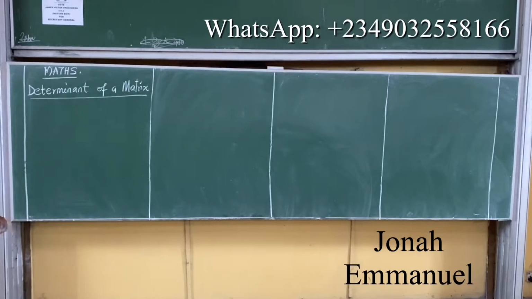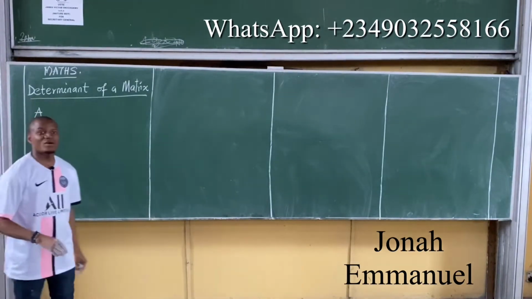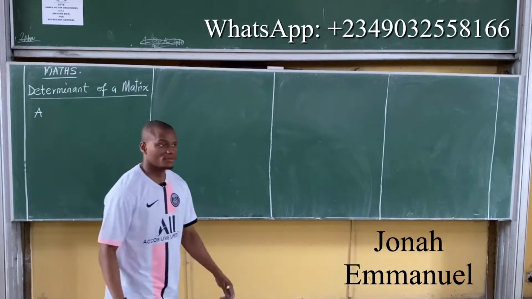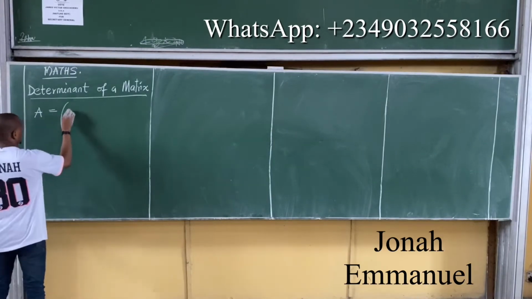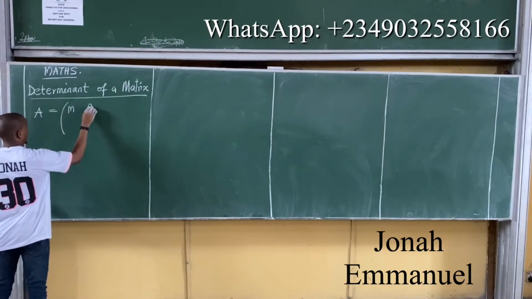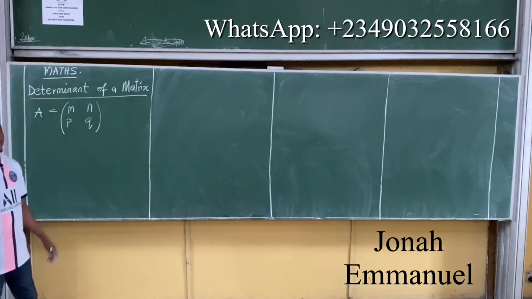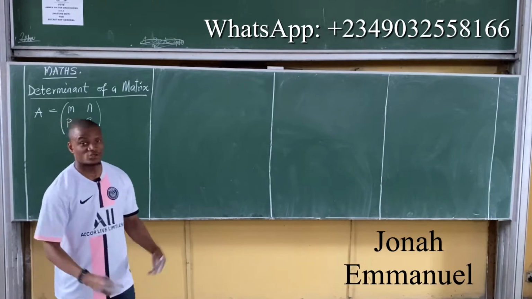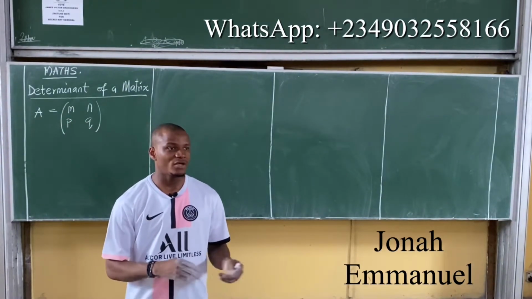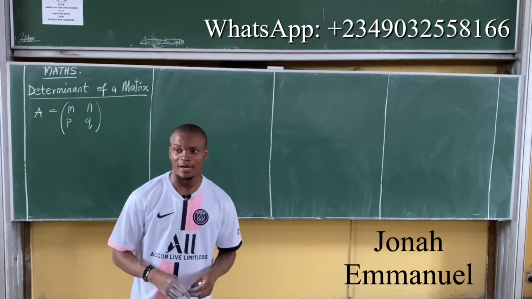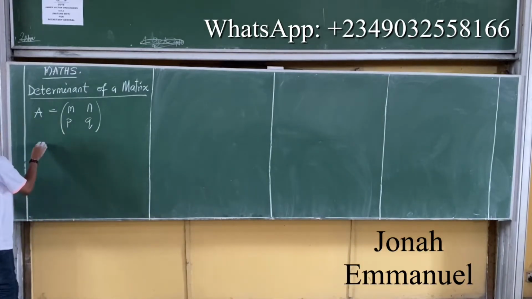Given a square matrix A, we can say a 2x2 matrix if you want to. Given a 2x2 matrix A equals M N P Q, the determinant of the matrix is written as this.